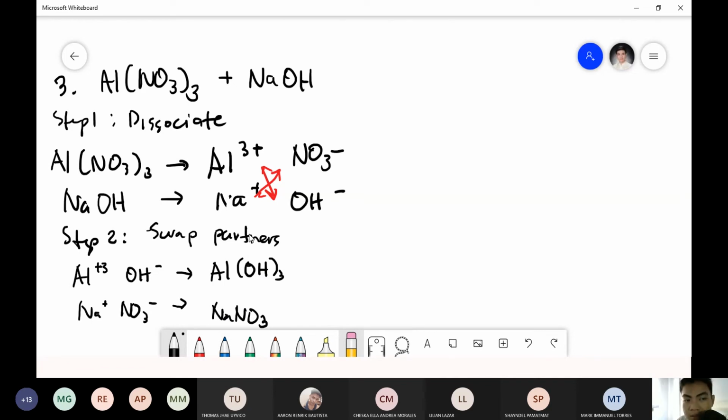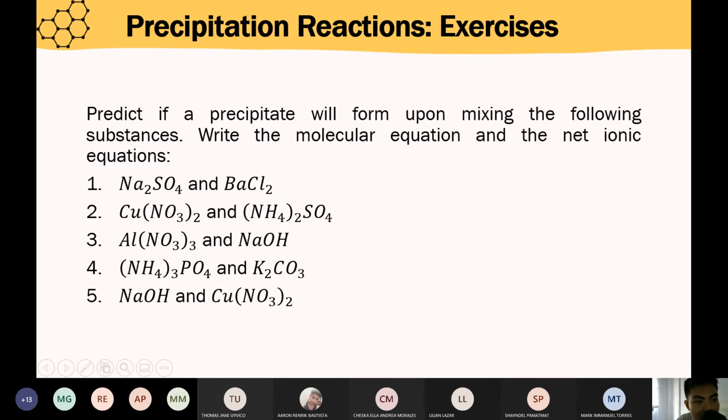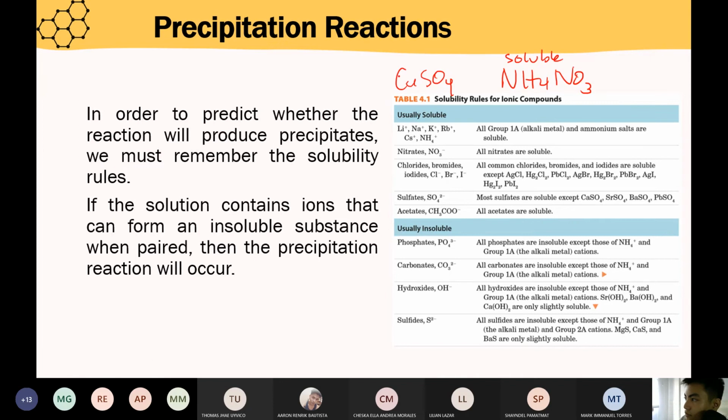Let's check if they are precipitates. Okay, so again, anong gagawin to determine if they are precipitate? You have to go to the solubility table. Ito, solubility table. Ano yun? Aluminum hydroxide. And then, ano yung isa? Sodium nitrate. Okay. So, yung sodium nitrate, alam mo na, soluble talaga to. Bakit? Ayun, sinabi oh. Sodium, soluble. Nitrate, soluble. Okay? So, this is already soluble.